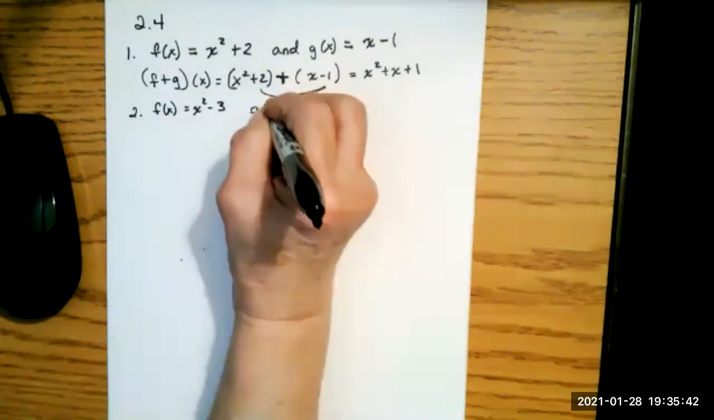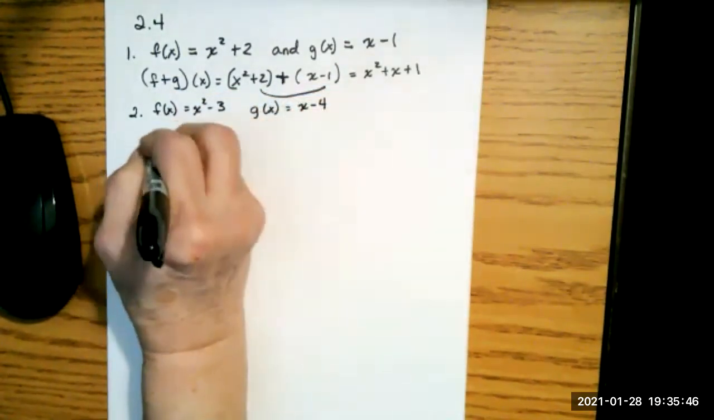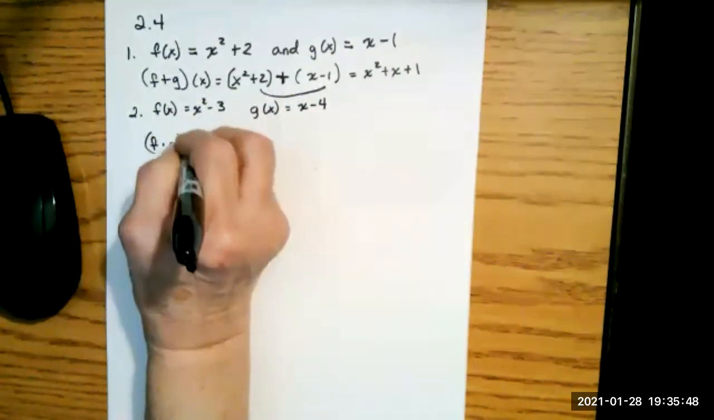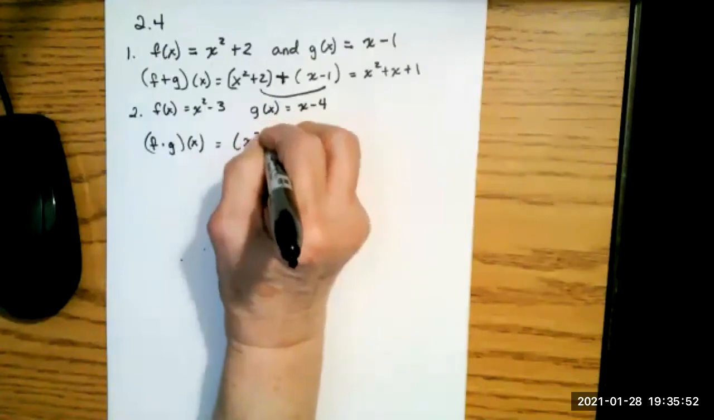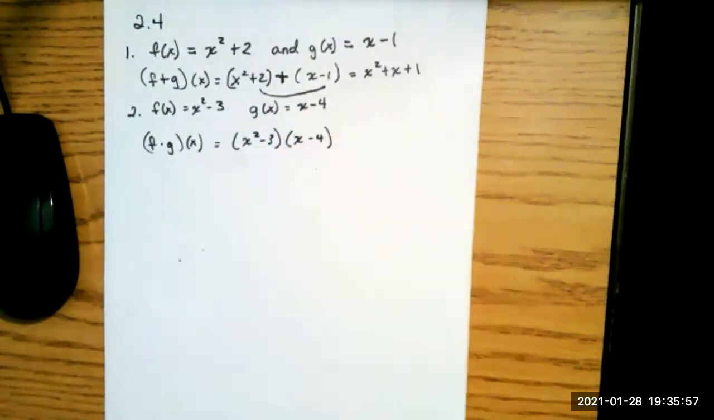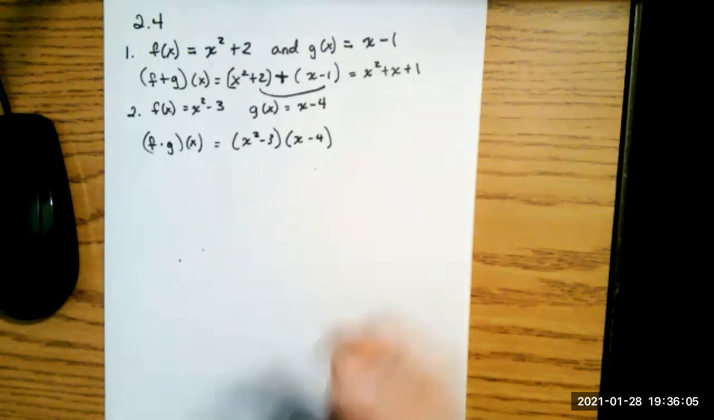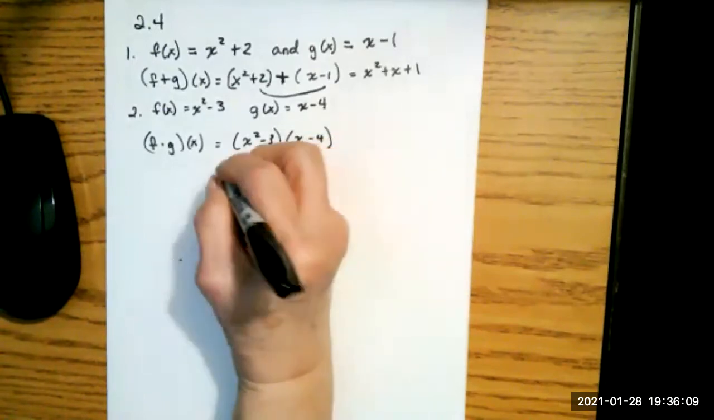In the second one, they give you another one, f of x equals x squared minus 3, and g of x equals x minus 4. And they want you to multiply them this time, f times g of x. So you put your x squared minus 3 in one parentheses and your x minus 4 in the other one for your g. And each time they'll change your function, so get ready for that. Your functions will change all the time.